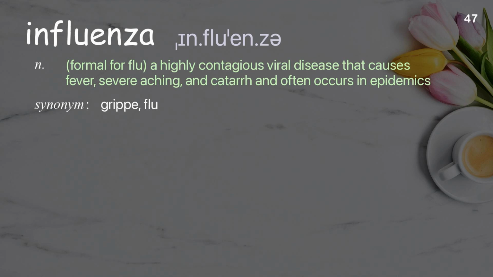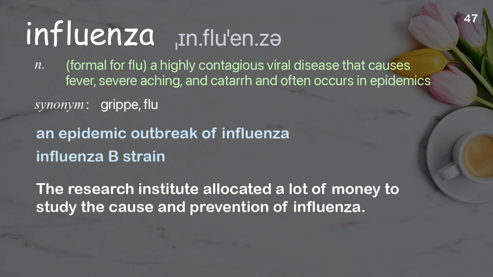Influenza. Formal for flu, a highly contagious viral disease that causes fever, severe aching, and catarrh and often occurs in epidemics. Examples. An epidemic outbreak of influenza. Influenza B strain. The Research Institute allocated a lot of money to study the cause and prevention of influenza.